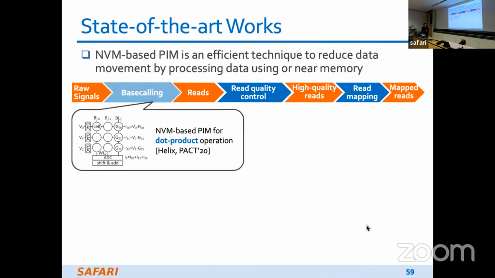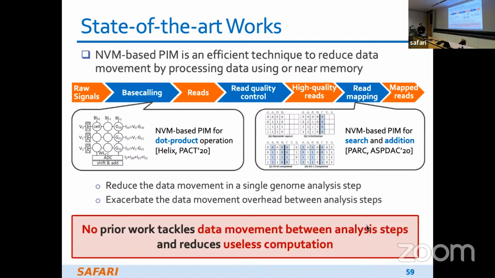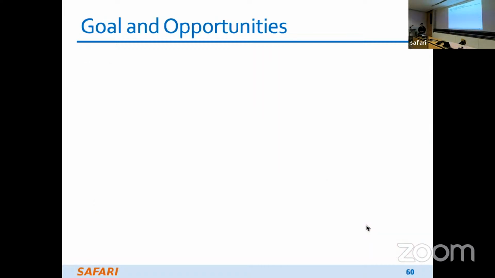So how do you solve this? You can, of course, accelerate certain steps, right? So that the computation is accelerated and latency is reduced. And there are certain approaches to it. For example, you can apply a PIM approach, a processing-in-memory approach, where you don't necessarily move the data to do the base calling. And also in the later steps, you can do PIM again to reduce the data movement, right? So this reduces the data movement overhead, but again, it doesn't really solve the useless computation that we're doing in between these steps.